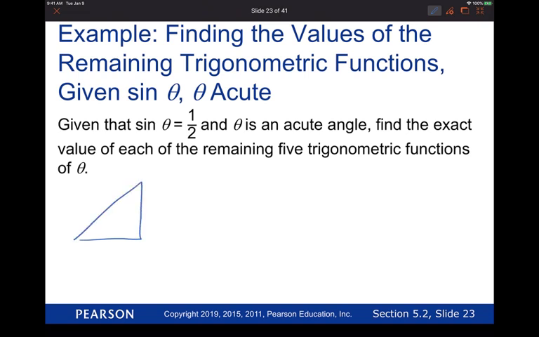So I'm just drawing, and this is our 90 degree, and it says that theta is an acute angle, right? It says that sine of theta is 1 over 2. So then where does the 1 go? Where does the 2 go? I put the 2 on the 1.